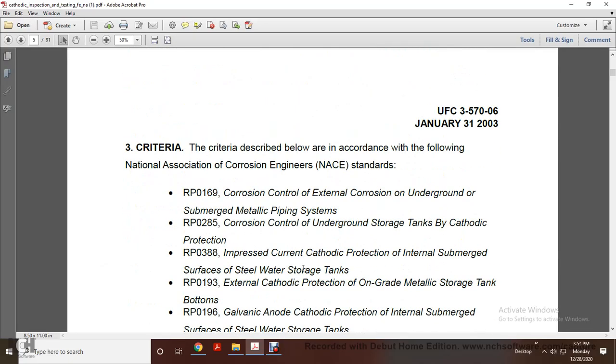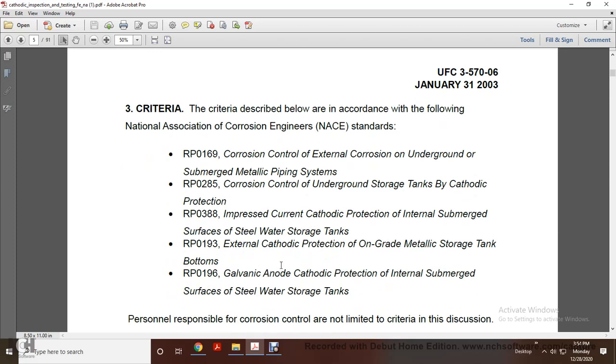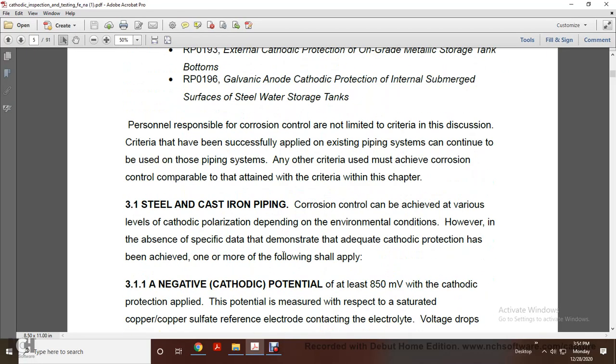3. Criteria. The criteria described above are in accordance with the following National Association of Corrosion Engineers (NACE) standards. Recommended Practice 0169, corrosion control of external corrosion on underground or submerged metallic piping systems. Recommended Practice 0285, corrosion control of underground storage tanks by cathodic protection. 0388, impressed current cathodic protection of internal submerged surfaces of steel water storage tanks. Recommended Practice 0193, external cathodic protection of on-grade metallic storage tank bottoms. Recommended Practice 0196, galvanic anode cathodic protection of internal submerged surfaces of steel water storage tanks.